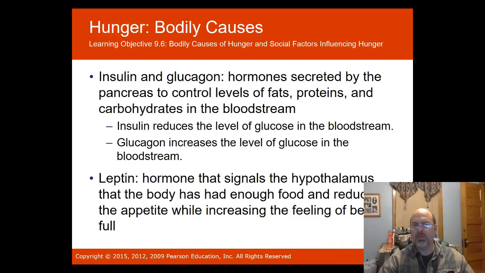Now, leptin is a hormone that signals the hypothalamus in your brain that the body has enough food and to knock it off, no more hunger. So it reduces the appetite while increasing the feeling of being full.